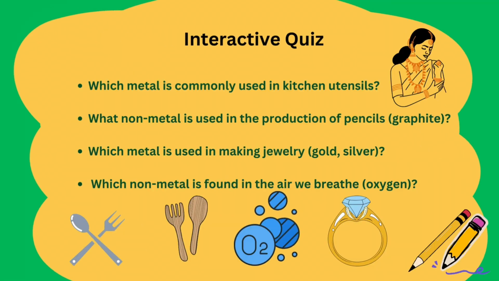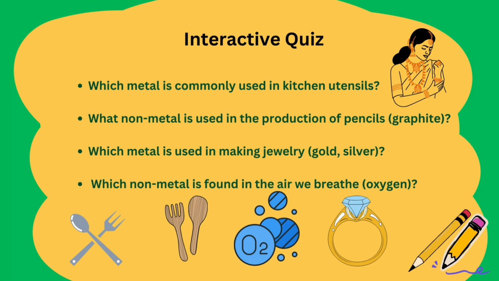Interactive quiz. After the story, ask quick questions such as: which metal is commonly used in kitchen utensils? What non-metal is used in the production of pencils? Graphite. Which metal is used in making jewelry? Gold, silver.